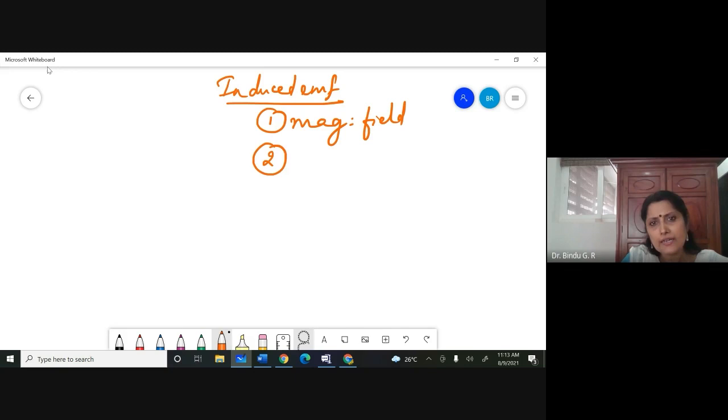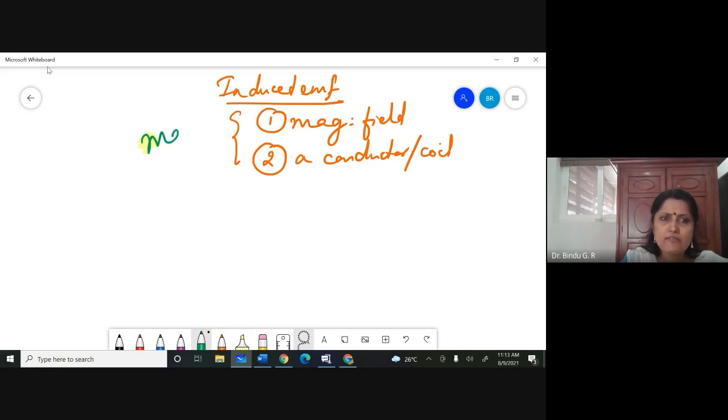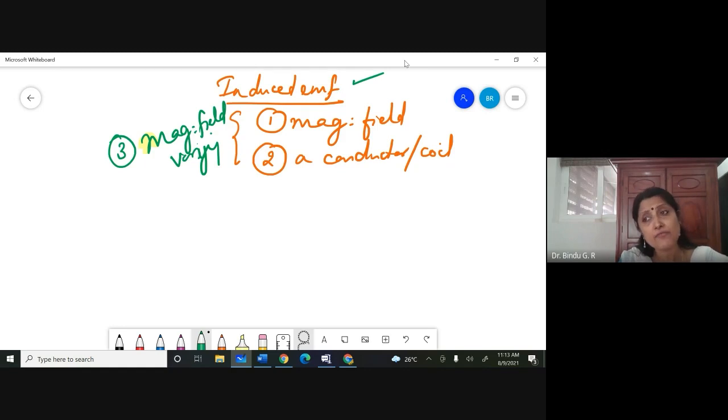Two, a conductor or a coil. And the third most important thing is that the magnetic field should be varying. These are the three things needed for an induced EMF to happen. So you have to have a magnetic field, you have to have a conductor or a coil in which an induced EMF is to be produced. And that can be produced only if the magnetic field is varying.